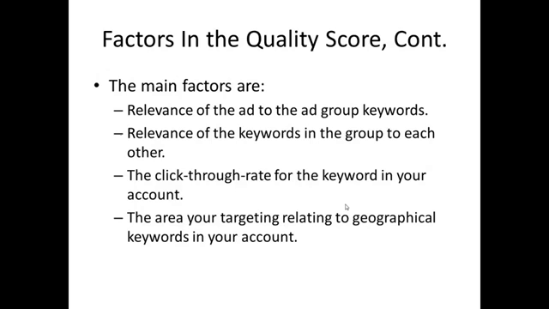So you'll see here that was the next point, relevance of the keywords in the group to each other. That is incredibly important. And then you'll see here the third point, the click-through rate for the keyword in your account. If you have a brand new account and you have no account history, it's going to use historical data based on the average click-through rate for other people advertising for that keyword. So if your competitor is doing a really bad job and you're trying to use the same keywords, even if you start out of the gate, your initial results aren't going to be as good as they could be if your competitors had highly optimized campaigns.